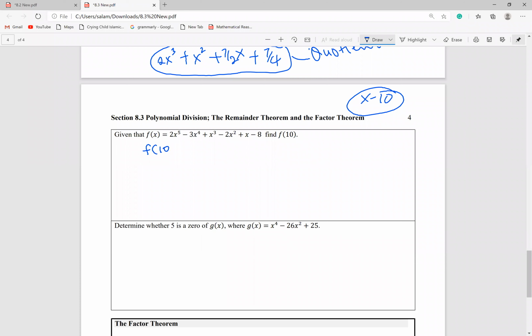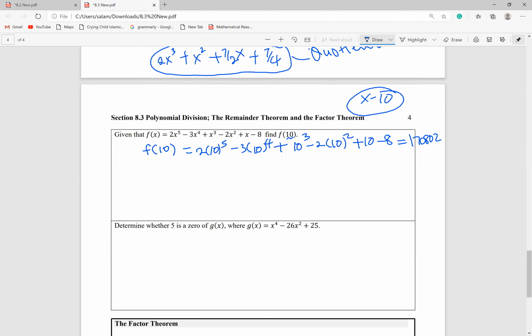So now let's try to find f of 10. We can also use synthetic division. This is going to be equal to 2 into 10 raised to the power 5 minus 3 into 10 raised to the power 4 plus 10 raised to the power 3 minus 2 into 10 raised to the power 2 plus 10 minus 8. When you use a calculator, you should get 170802. And we can try to use synthetic division, because this is exactly your C.